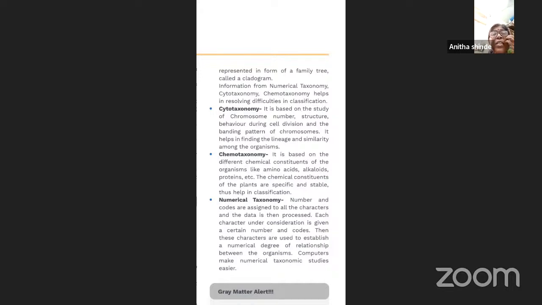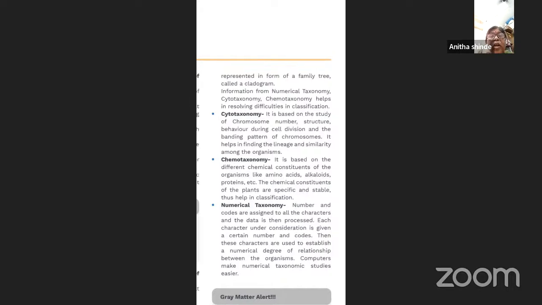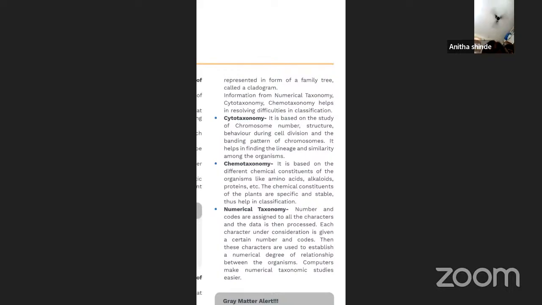Now, this phylogenetic system of classification has been divided into three: cytotaxonomy, chemotaxonomy, and numerical taxonomy. Cytotaxonomy, chemotaxonomy, and numerical taxonomy.